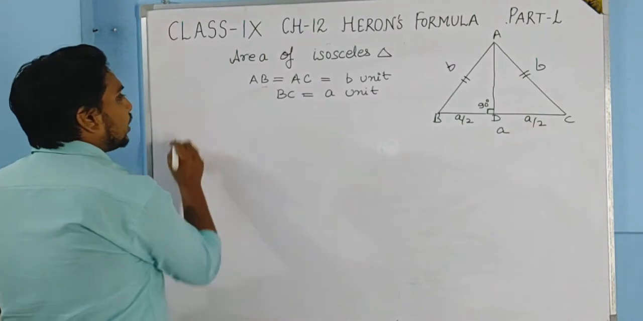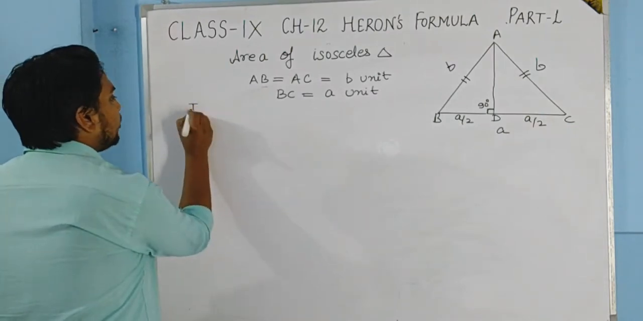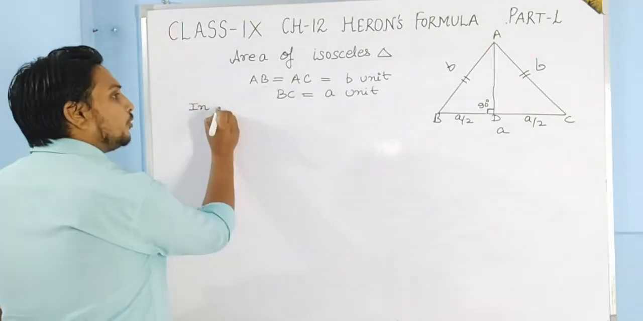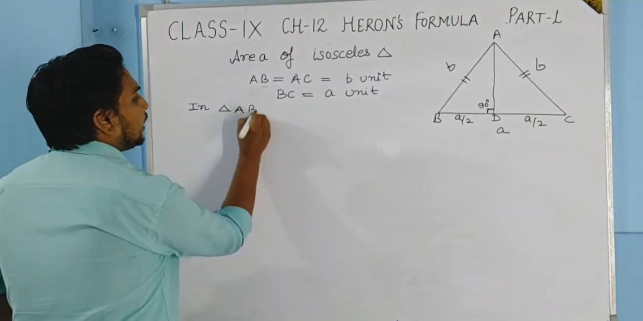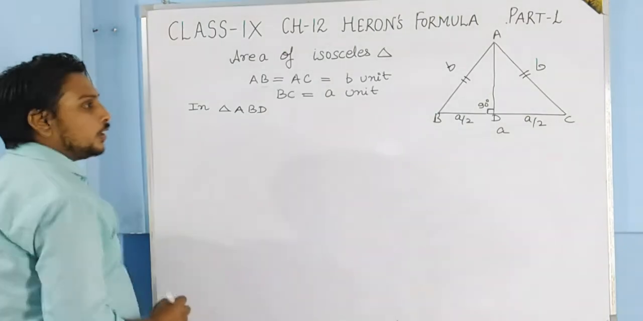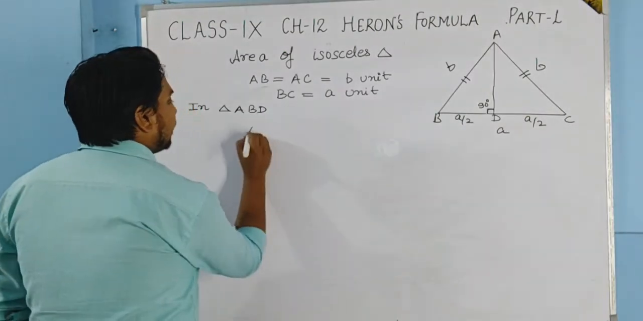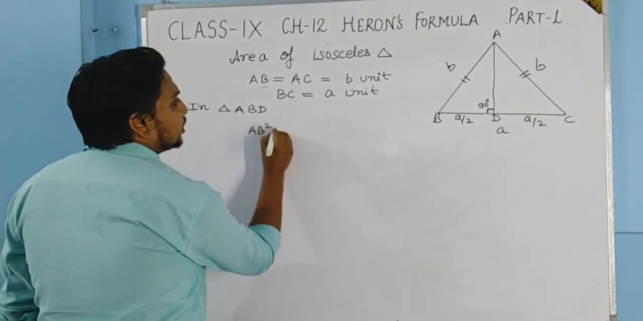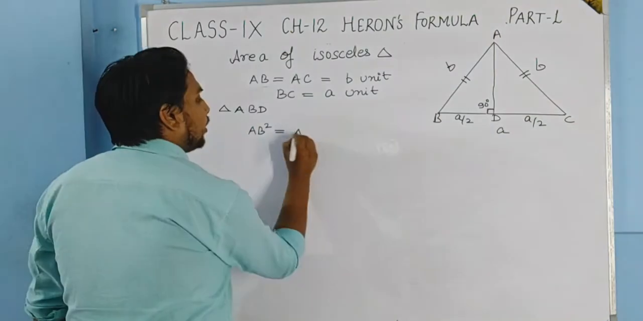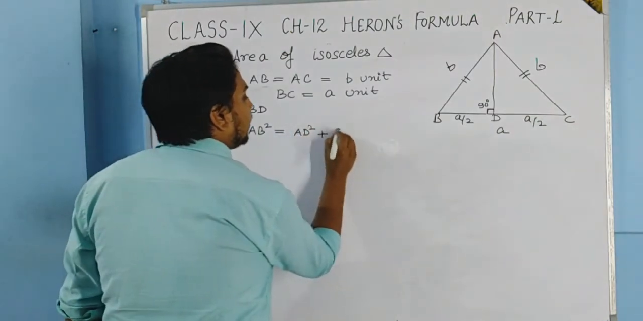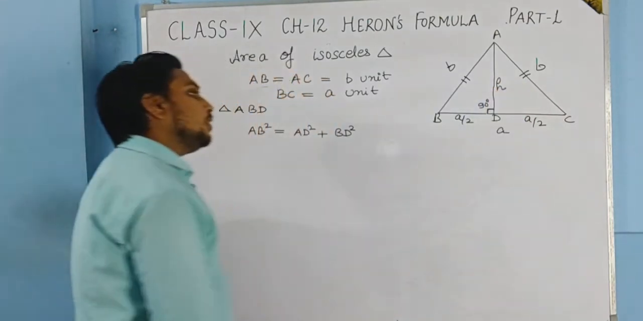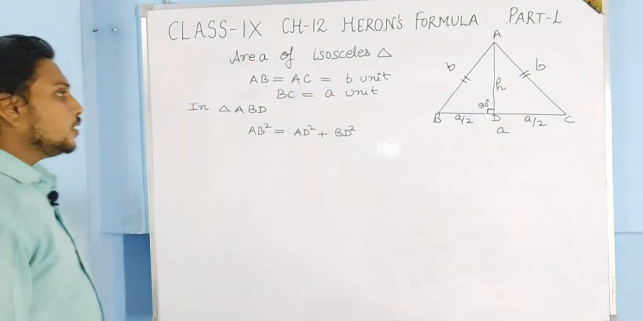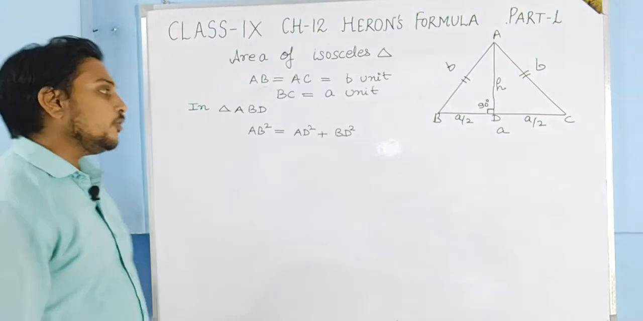Now again we will apply the same concept that we have used in the previous proof. In triangle ABD, again we will apply the Pythagoras theorem. It is AB square is equal to AD square plus BD square. Suppose AD is H. So firstly we'll find the value of H.